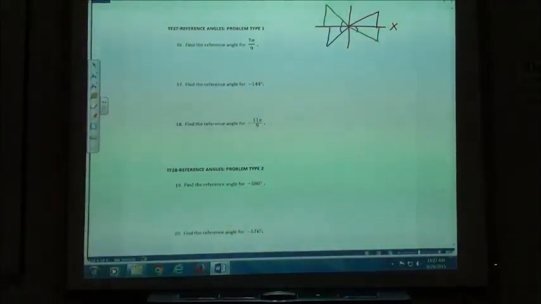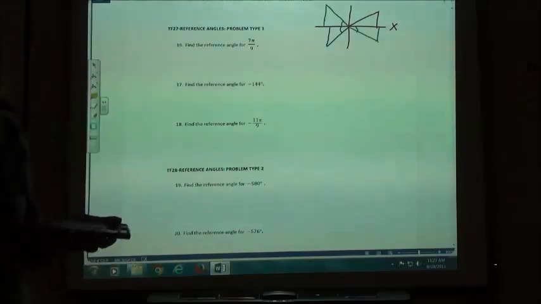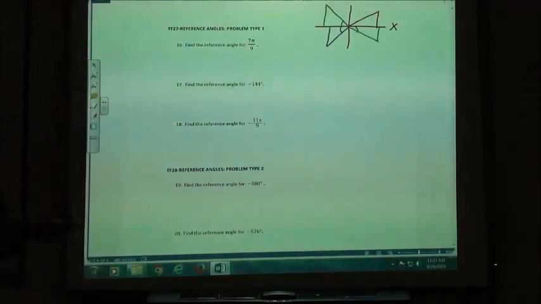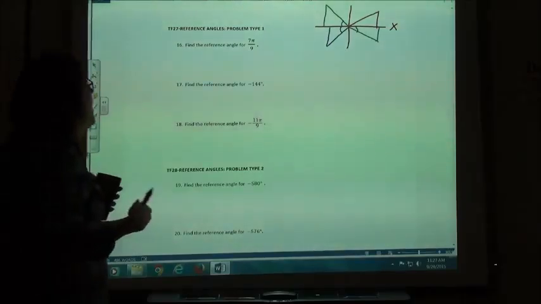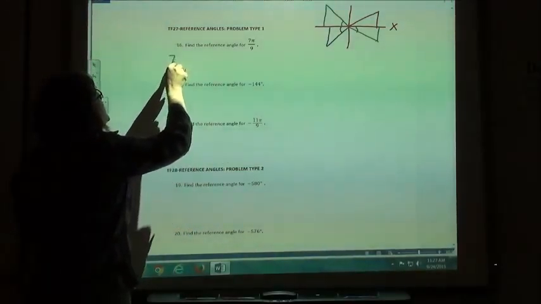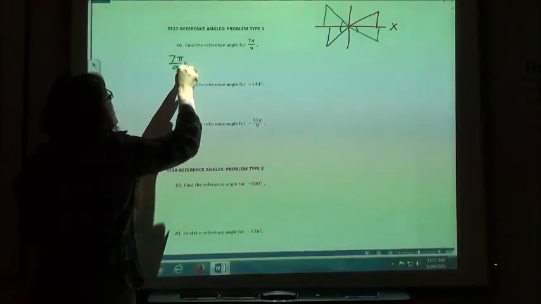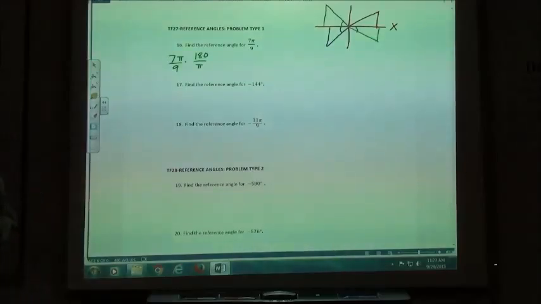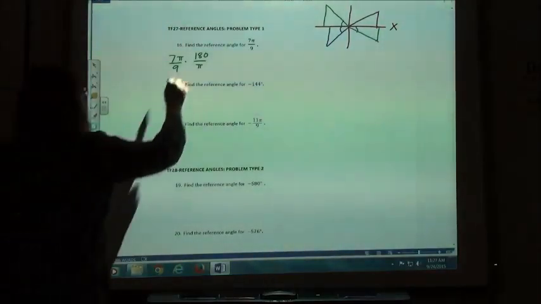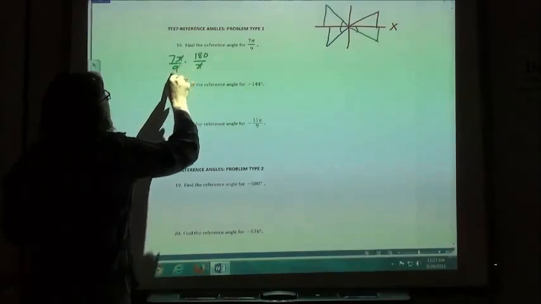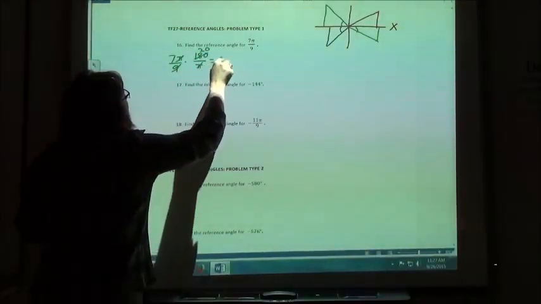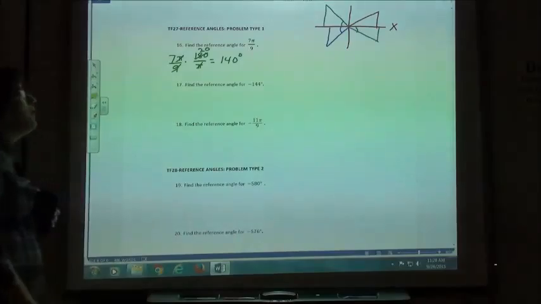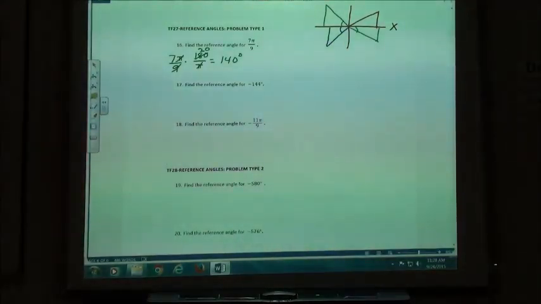So if I want to find the reference angle for 7 pi over 9, first of all, I need to know where 7 pi over 9 is. I'm not that good with radian measure. I need to convert it to degrees so I can figure out where the angle is. And so I'm going to say 7 pi over 9 times 180 over pi, right? Pi and 180 are equal to each other. And so if I convert that, the pi's cancel out. 9 goes into 180 20 times. And so 7 pi over 9 is the same thing as 140 degrees.